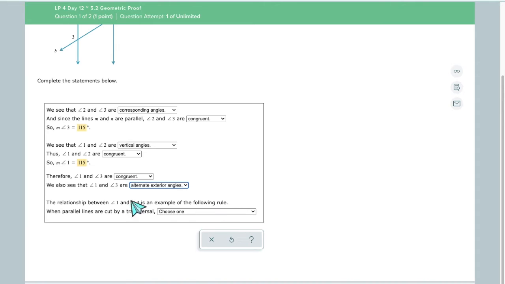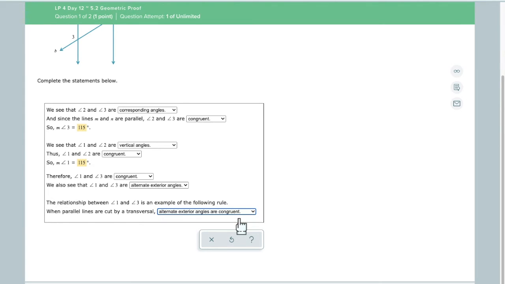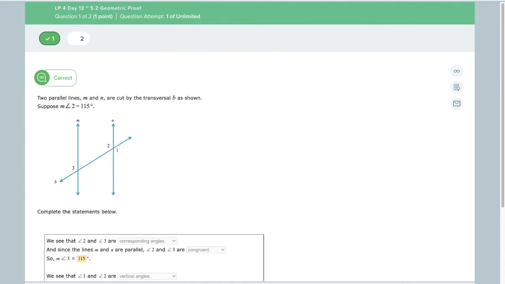When parallel lines are cut by a transversal, alternate exterior angles are congruent or supplementary. So be careful, they're giving you both. They're always going to be congruent, not supplementary. That's not how those work. So make sure you're picking the correct statement there. All right, again, I don't think you can see the check, but I'm clicking check down here below. I accidentally cut it off in my screen recording.